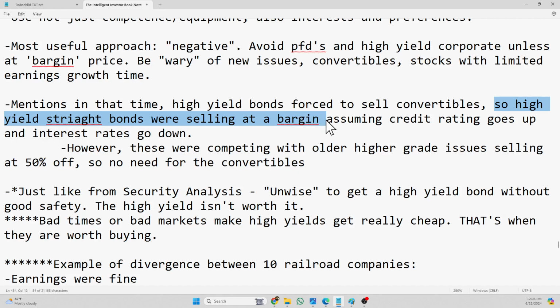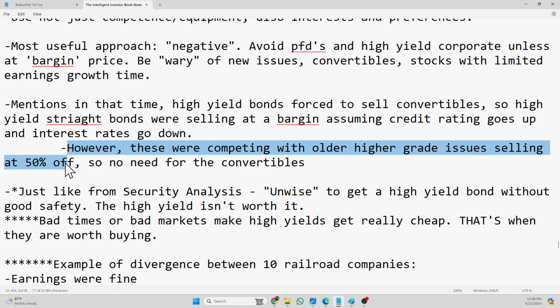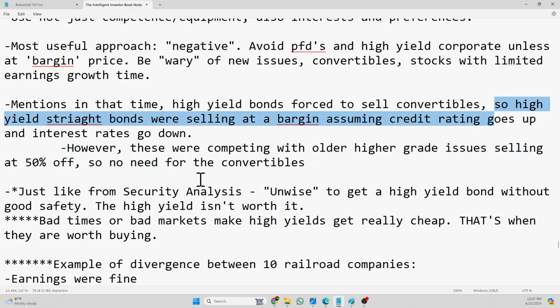So in this period, because so many people were selling convertibles, the regular straight bonds would have to be sold at an even lower price, assuming the credit rating goes up and interest rates go down, for the straight high yield bonds selling at a great discount. He mentions, however, these were competing with older, higher grade issues also selling at like 50% off, so there's not really a need for the convertibles or newer straight bonds, I believe, high yield straight bonds.